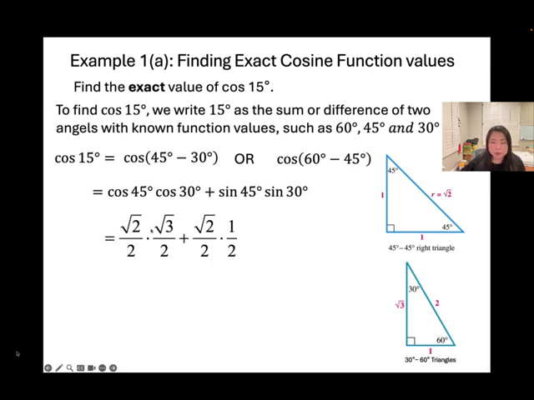And then multiply it. You should get square root 6 over 4 plus square root 2 over 4. They do have the same denominator, so this is going to be your final answer. You can use your calculator to double check cosine 15 degrees. Is it equal to this?